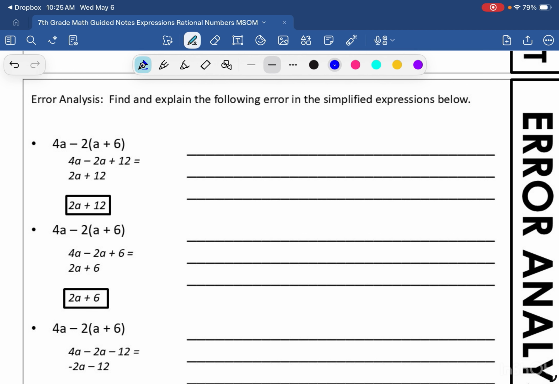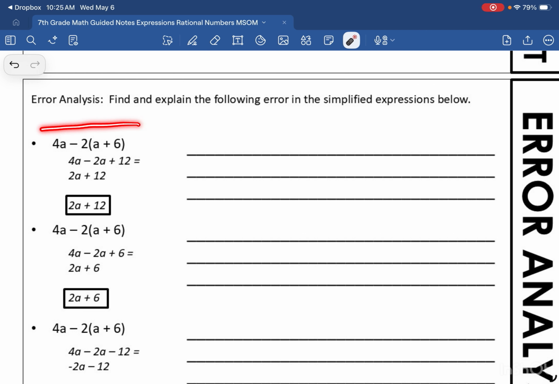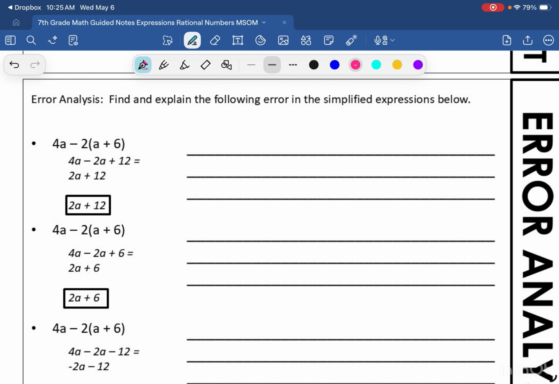All right, we're going to do some error analysis. We have work done for us over here that is incorrect. So we've got to go through their work and figure out what errors were made. So the first expression says 4a minus 2 times a plus 6. So if I'm going to simplify that, I got 4a right here. And then they use the distributive property to figure out this next section.